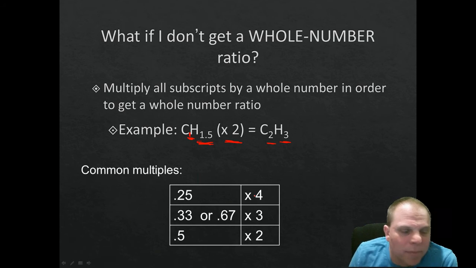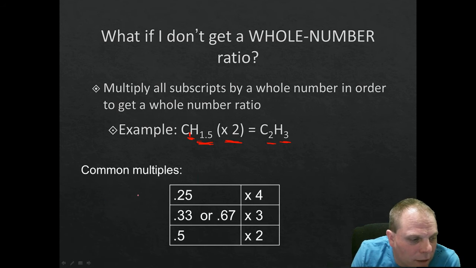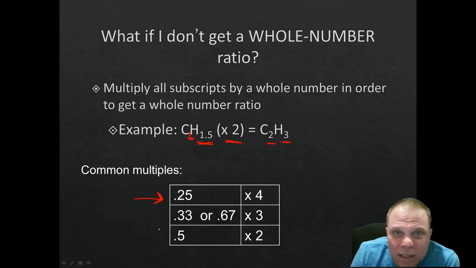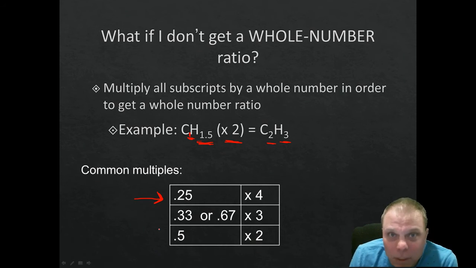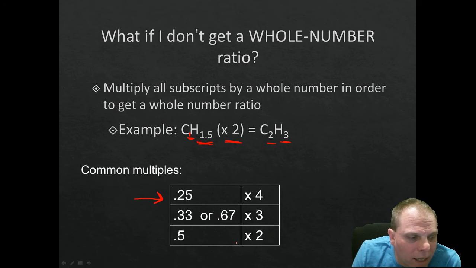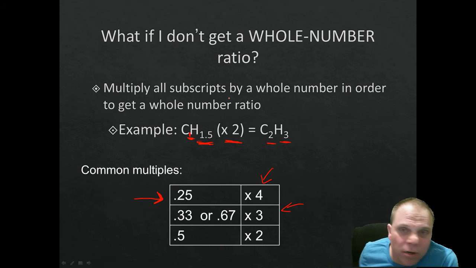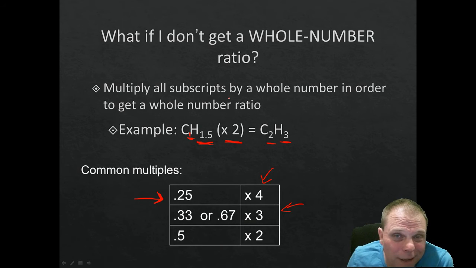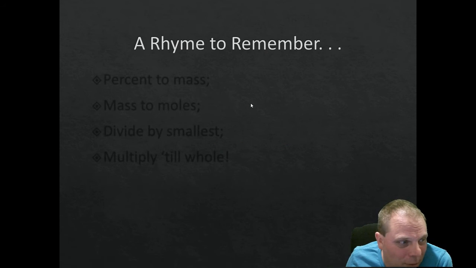Now, what are some common multiples? Like I said, we might give you one that's a 0.25. In real world applications with really precise scientific values, you might be multiplying by more than that. But for right now, with our examples, if you had something 0.25, you would multiply everything by 4. If you had something that was 0.33 or 0.67, you'd multiply everything by 3. And like we just showed you, if you had a 0.5, you'd multiply it by 2. That's what you're going to do if you get something that's not a whole number ratio.